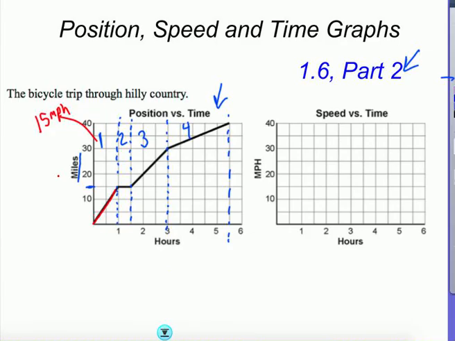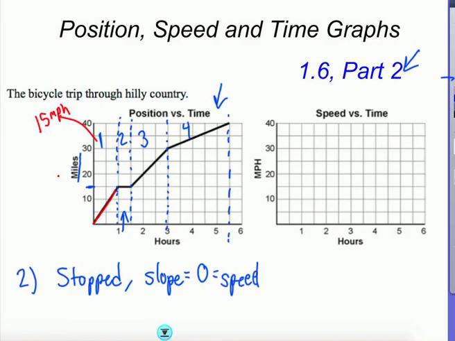In section 2, this section right here, he is stopped. We know that because the slope is 0, which means the speed is 0. So in this section, he is going 0 miles per hour. He is stopped.